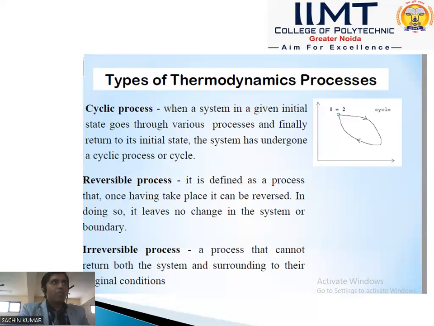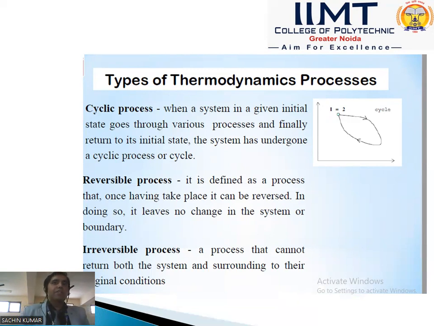and goes to state 2, with some temperature T2, pressure P2, specific volume V2, for any given process, maybe isentropic, isobaric, or isochoric, but in this case we return from state 2 to state 1 without affecting the surroundings, meaning the surrounding pressure, temperature, and specific volume are not changed. This is called the reversible process.